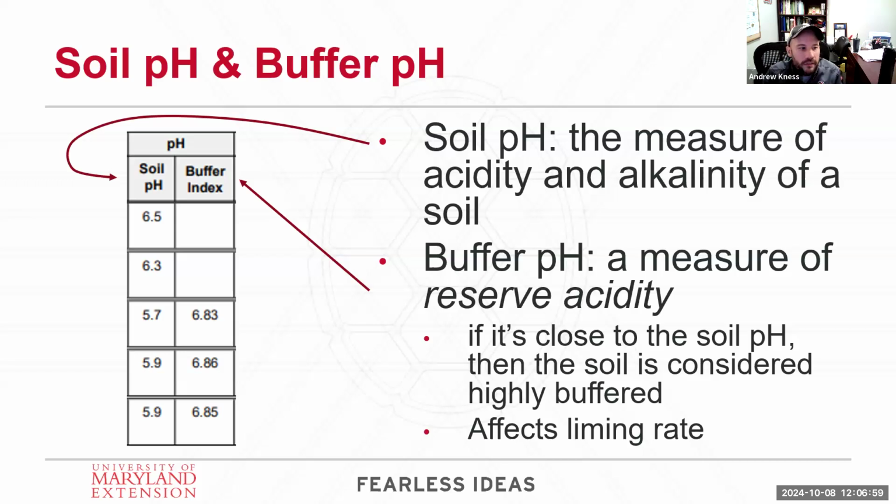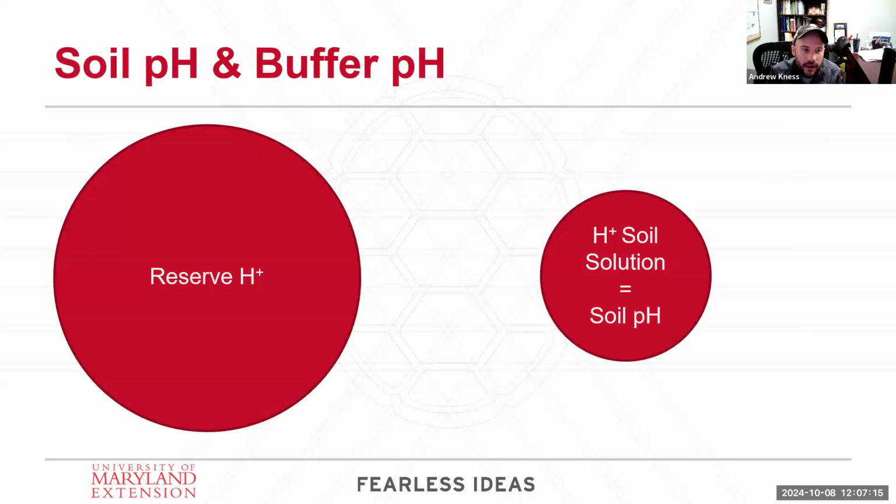So if your pH is low, that means it's acidic, and if it's outside of the ideal range for plant growth, we're going to have to lime our field to bring it back up to a more neutral number. That reserve acidity will affect how much lime you actually have to apply. So you can think about it in sort of a visual sense here.